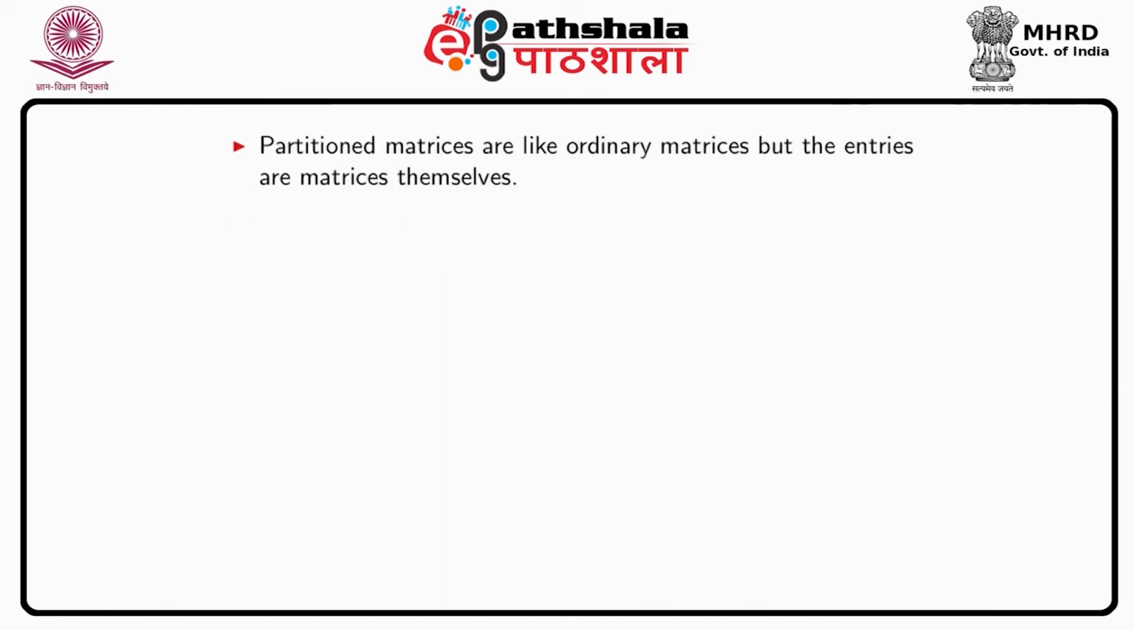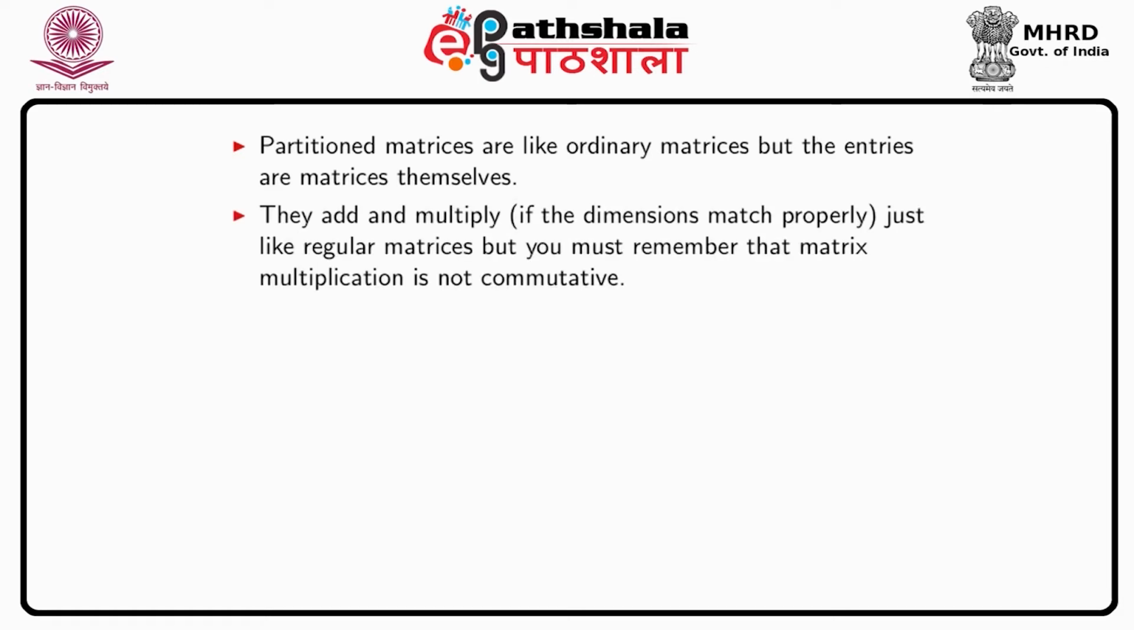Now, talking of matrices, in certain cases, in order to find the least square estimates of the coefficients, we need to partition matrices. So, the basics of partition matrix are as follows. Partition matrices are like ordinary matrices, but the entries are matrices themselves. So if I have a 4 by 4 matrix, I can partition it into 4 matrices of 2 by 2 order. They add and multiply just like regular matrices, but we have to remember that matrix multiplication is not commutative.